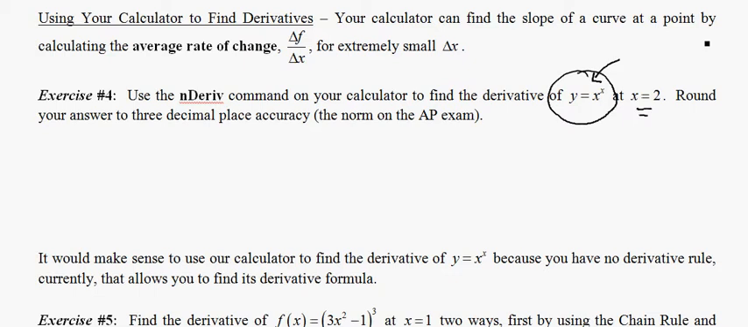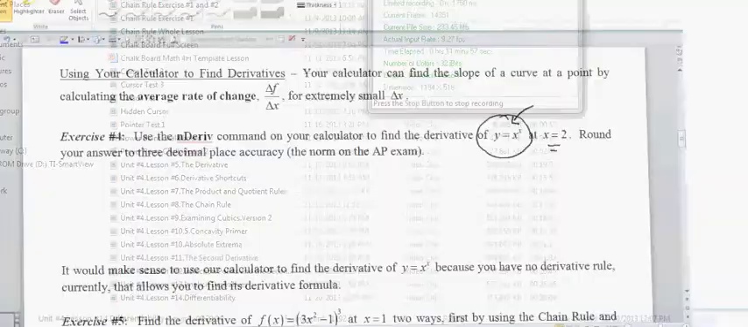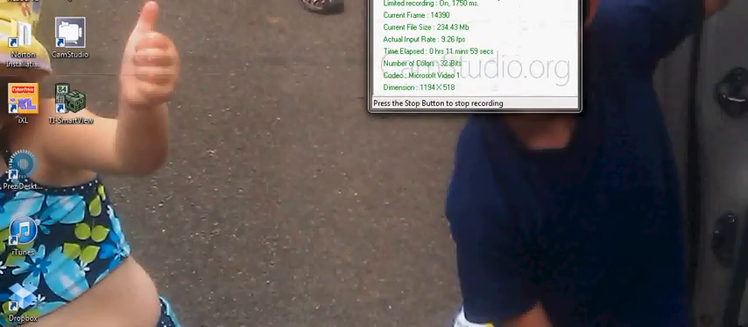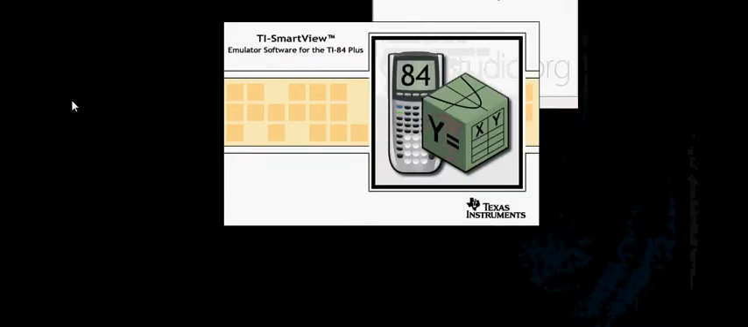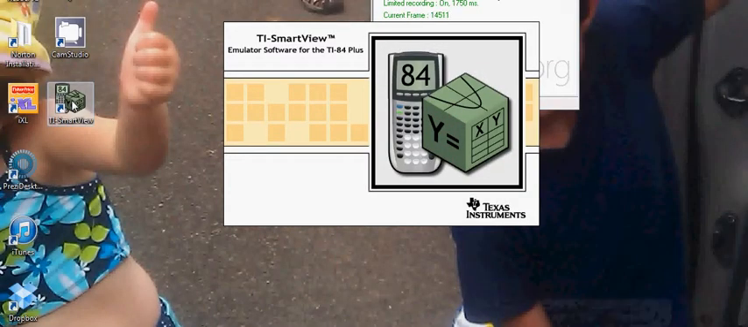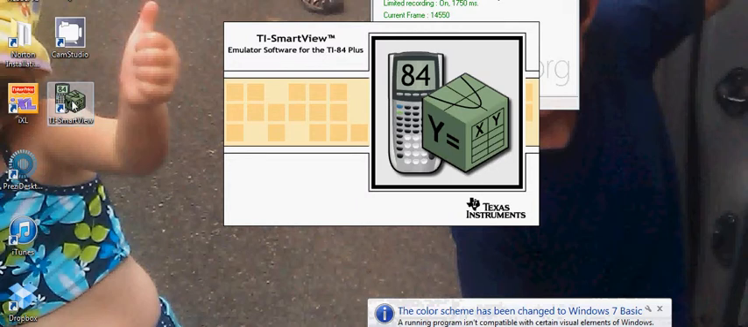So what I'm going to do is exit the program I'm in right now. I'm going to start up my graphing calculator, and I'm going to show you how to use the nDerivative command to find a numerical derivative. So we're opening up the TI Smart View for the TI-84 Plus. Now remember, I'm trying to find the derivative of y equals x to the x at x equals 2.